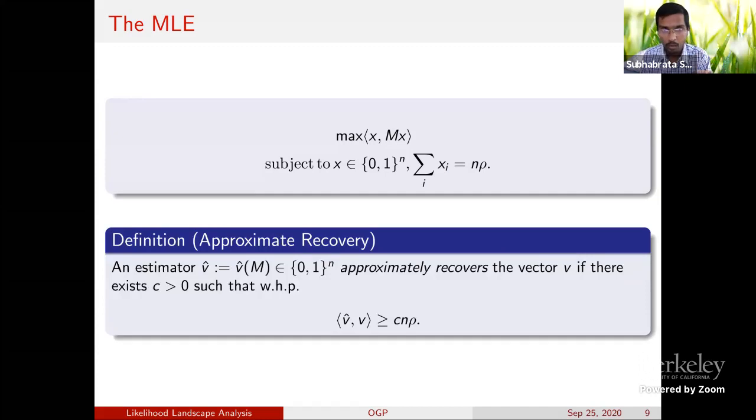And our metric for our estimators is what we'll refer to as approximate recovery. So the point is, can we recover a linear proportion of the hidden support? You should think of the constant C here as some universal constant like 0.1 or 0.5. So you want to recover some fixed proportion, and C is independent of both n and rho.